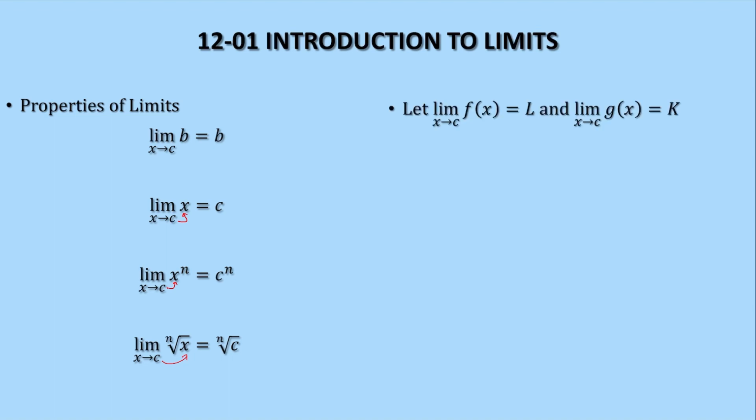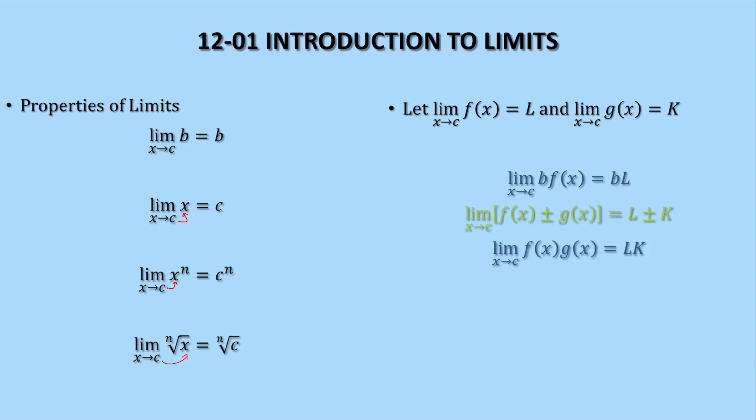What if we have 2 separate limits? We could combine them. If we multiply a function by a number, we could just multiply the limit by that same number. If we add or subtract two functions, you can just add or subtract the limits. If you multiply two functions, you can just multiply the limits. If you divide two functions, you can just divide the limits. And if we have an exponent on the function, just put the exponent on the limit.